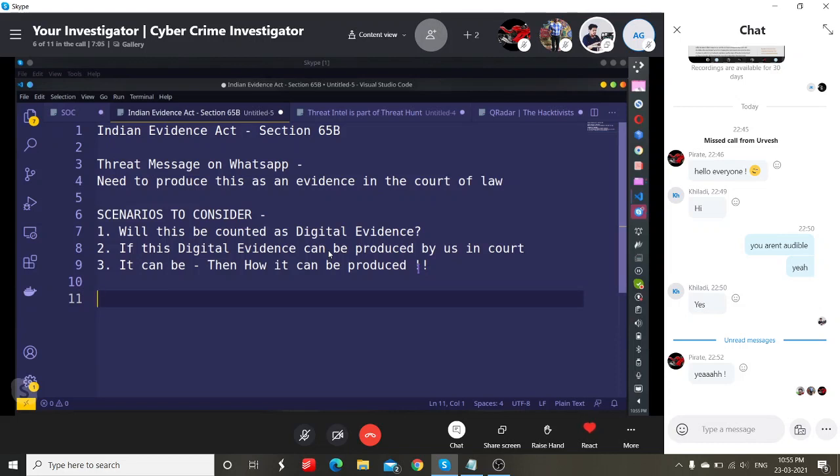Now, in order to get the answers to these three questions, we have to dive into the Indian Evidence Act and a bit of the Information Technology Act also. But before considering all these things, one thing that I would like to put light on is that we have to first understand the definition of evidence as per the Indian Evidence Act.